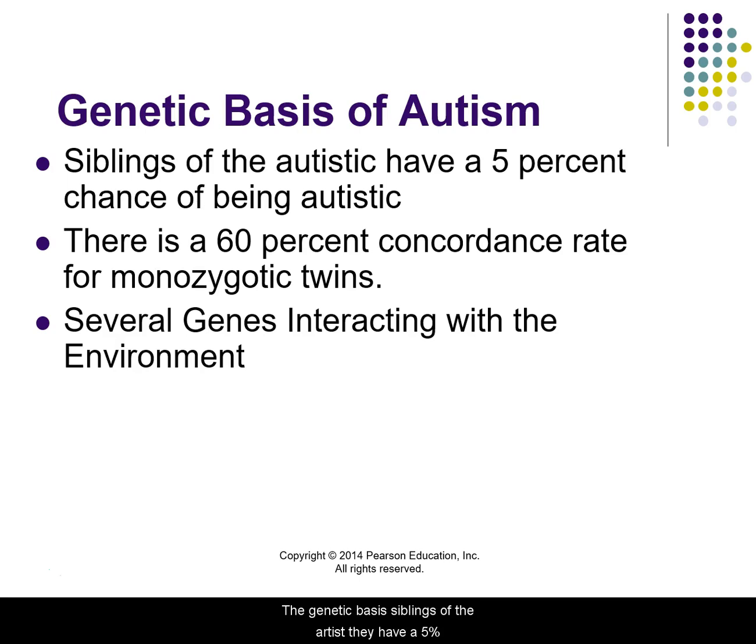The genetic basis: siblings of the autistic have a 5% chance of being autistic. Okay, so that's pretty low. There is a 60% concordance rate for monozygotic twins. Remember, monozygotic means that they're identical twins. So if you have an identical twin who is autistic, the likelihood of you also being autistic is only 60%, even though you share exactly 100% of the genetics, which means that there has to be interaction with the environment as well. And that's what that third bullet is telling us.